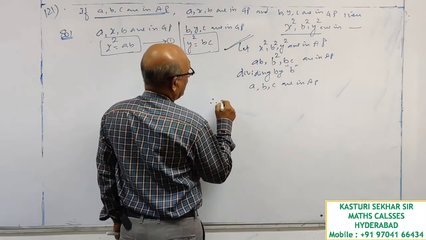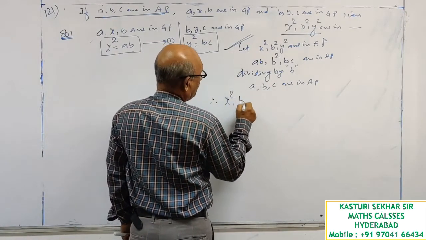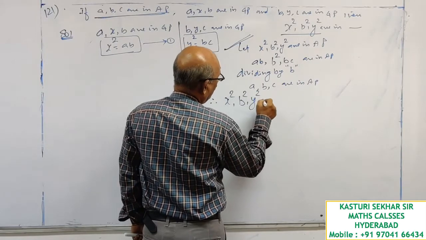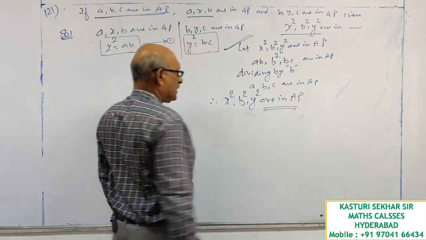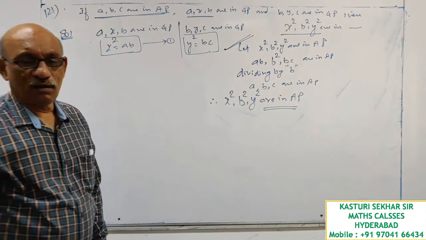So finally, what am I writing? Therefore, X square, B square, Y square are in AP. This is the final conclusion you can draw.